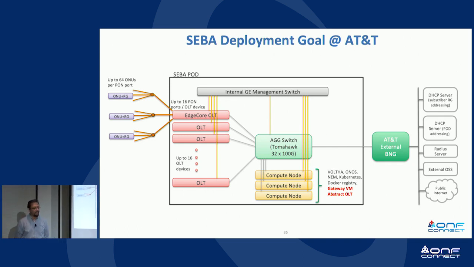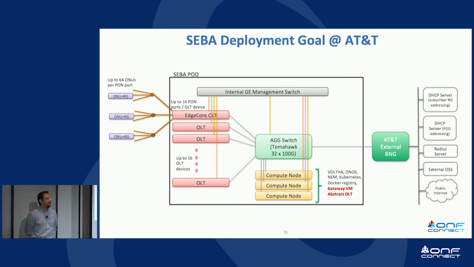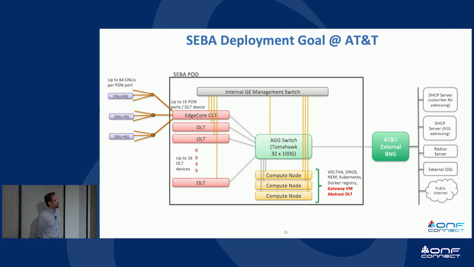Okay. Here's a picture that quickly talks about the deployment of SEBA and what it will look like physically at AT&T. This is our goal. They actually have this running, as you have heard in the plenary earlier today. They have this live in the field with the capability to reach 120 subscribers.